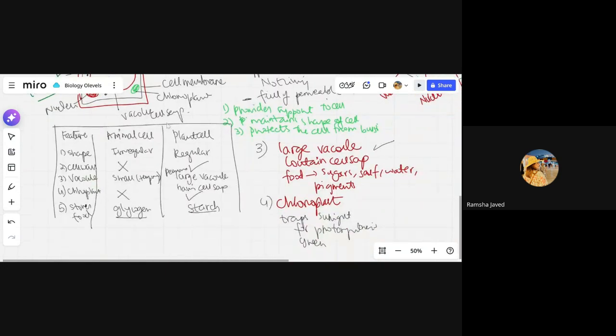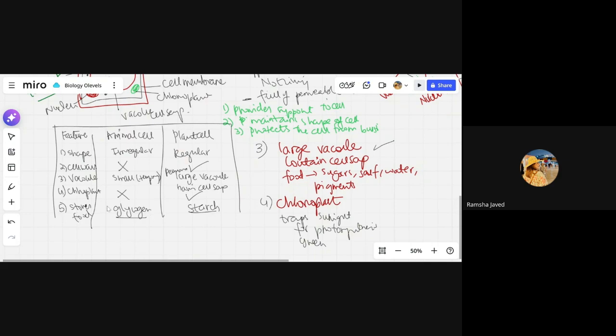This is a table that I drew for all of the students that day. Number one, shape. Animal cell has an irregular shape and plant cells have a regular shape. Then cell wall. Animal cells do not have a cell wall. Plant cells have a cell wall. Then vacuole. Animal cells have small temporary vacuoles, like I said before, and plant cells have large permanent vacuoles. Chloroplast. Animal cells do not have chloroplast. Plant cells have chloroplast.